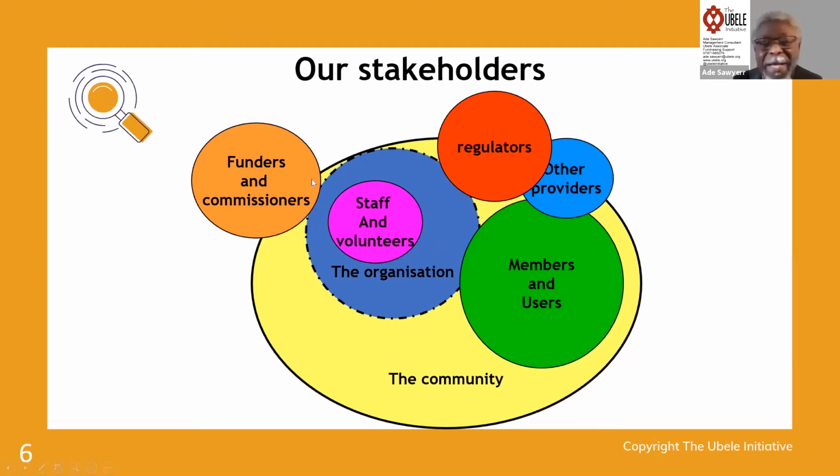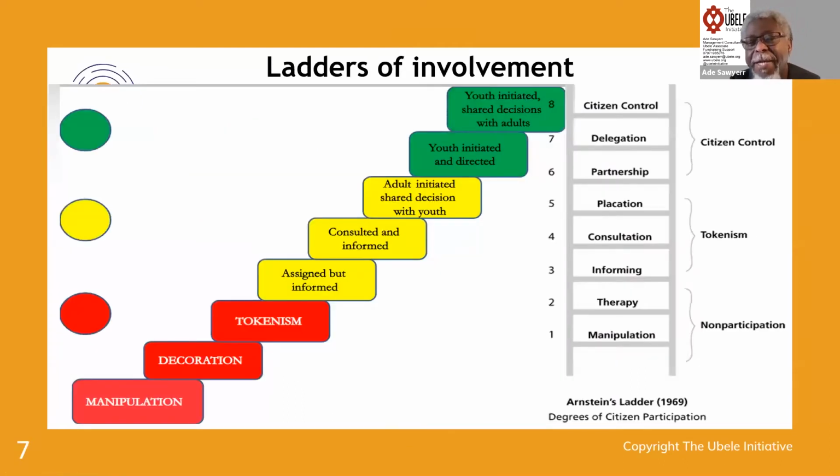So essentially, we have these different types of stakeholders for whom the organization has to work with and for whom the organization has to achieve full involvement. Okay. So let me try and describe what involvement is about.